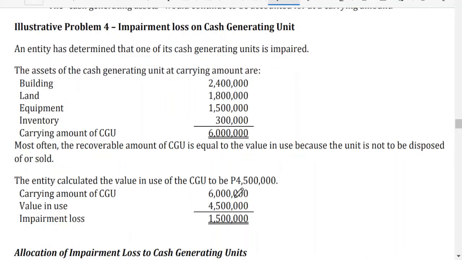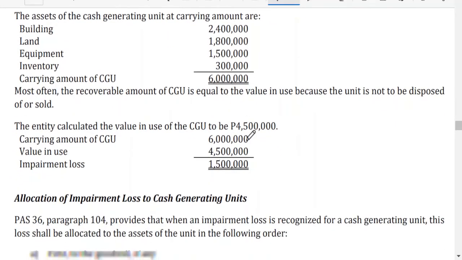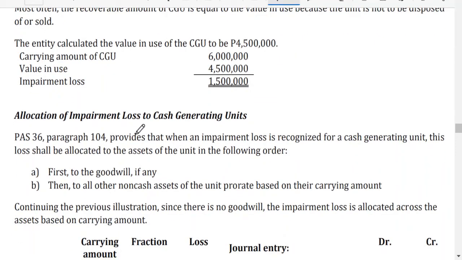So the carrying amount is 6 million and the value in use is 4,500,000. Since the recoverable amount is lesser than the carrying amount, so there is impairment. And how much is our impairment here? That is 1,500,000. Okay, so if we're going to record that, we cannot directly charge the impairment loss to only one account. We need to allocate the impairment loss to the various assets in the cash generating unit. So there would be allocation of impairment loss.